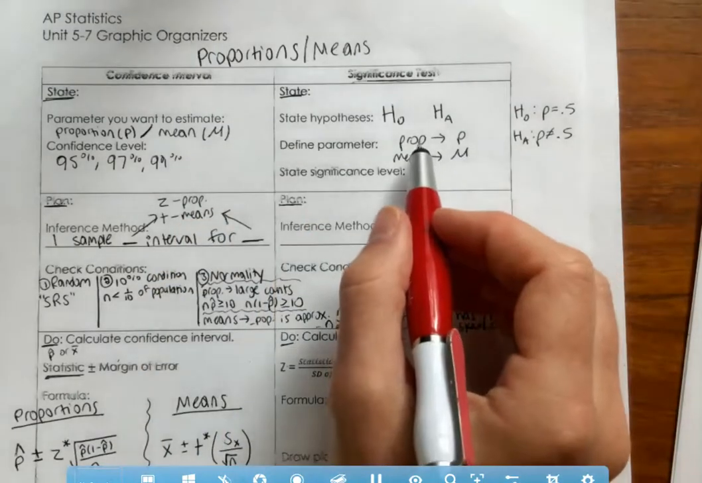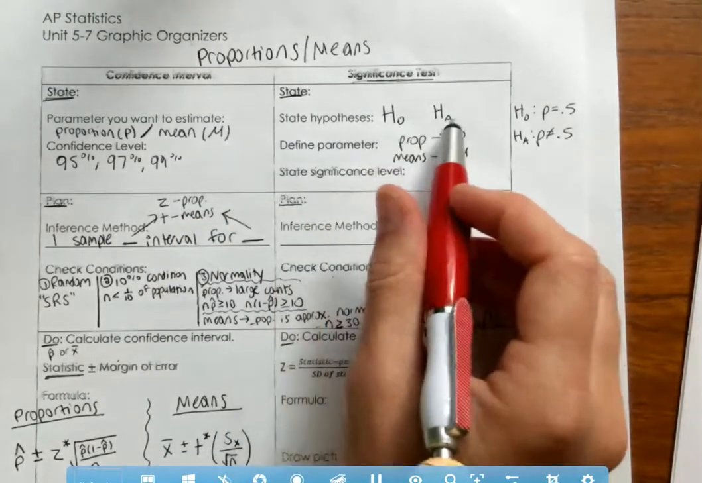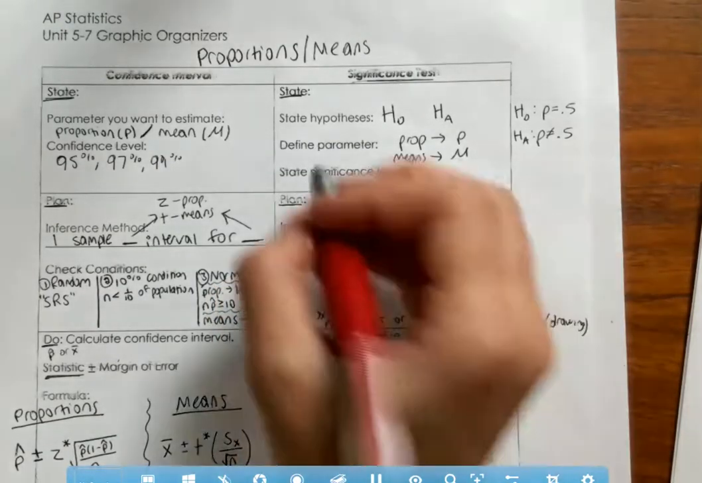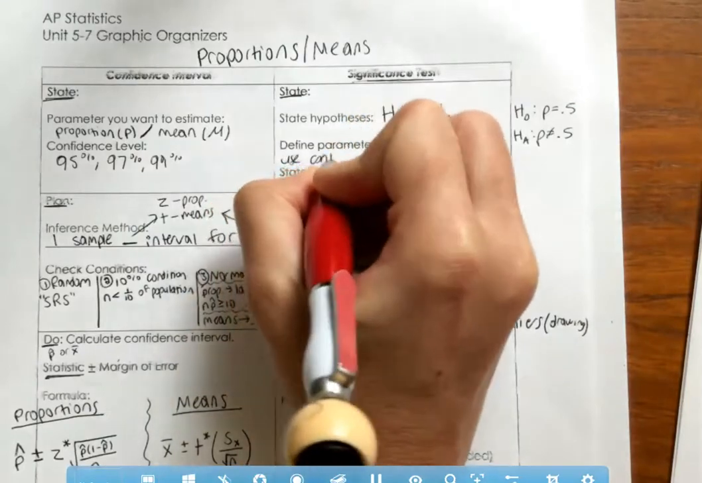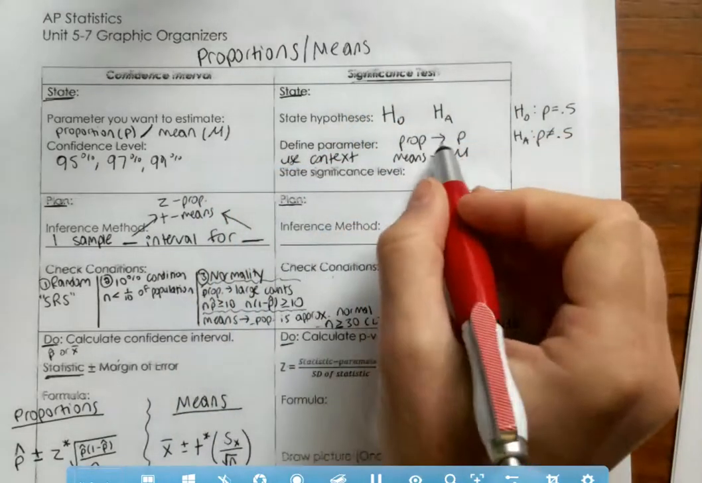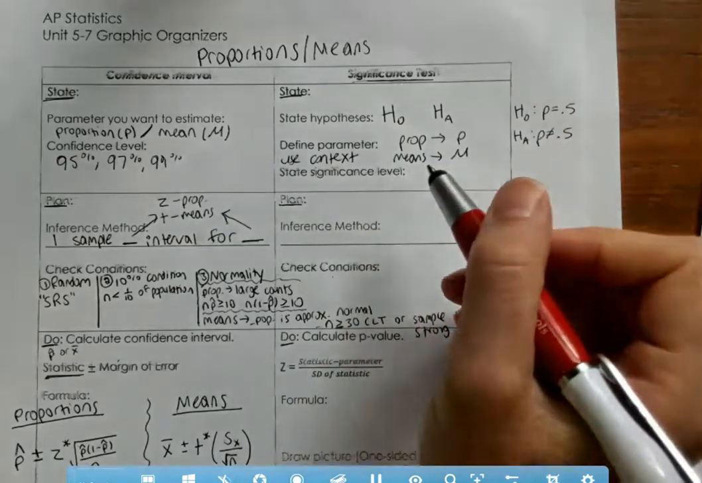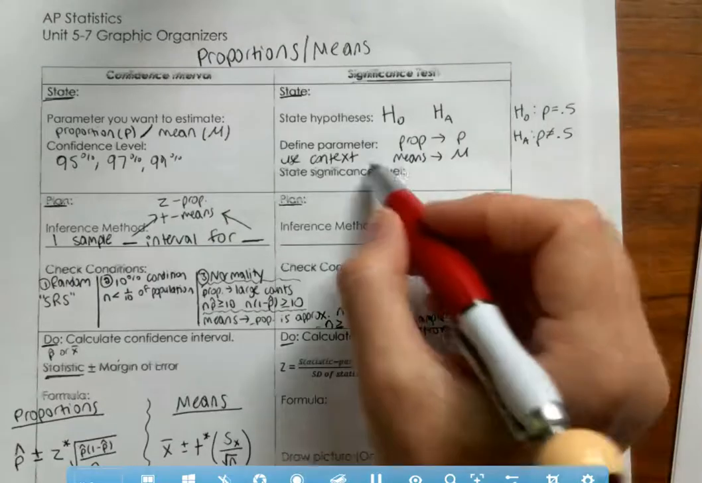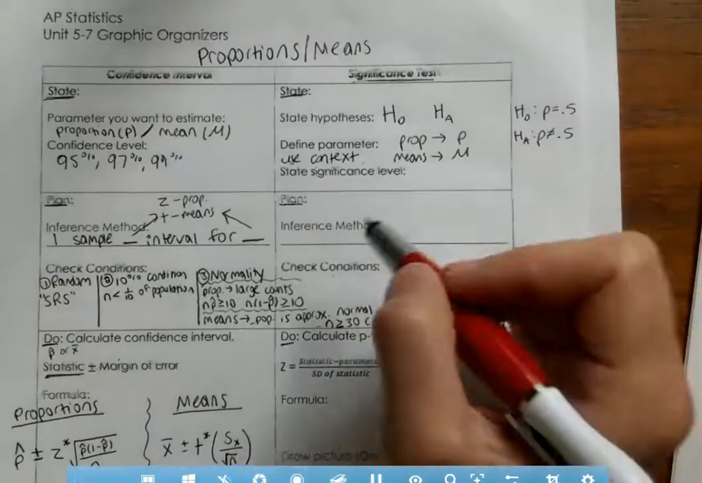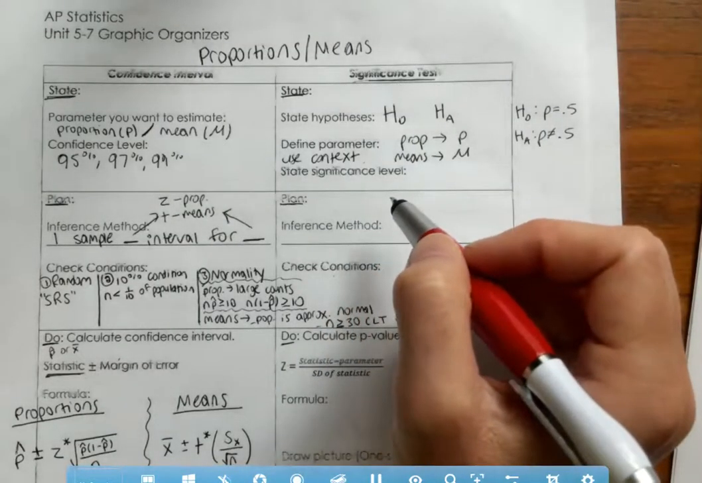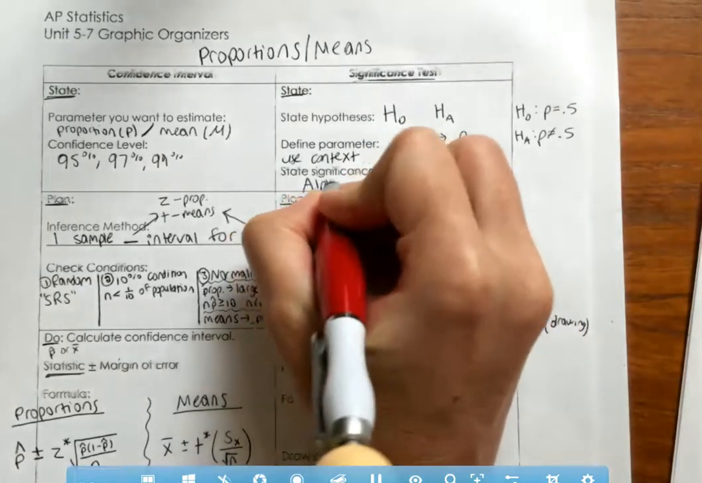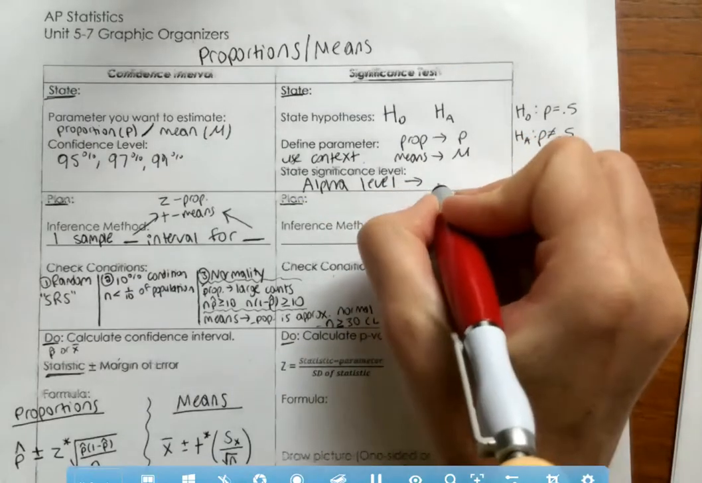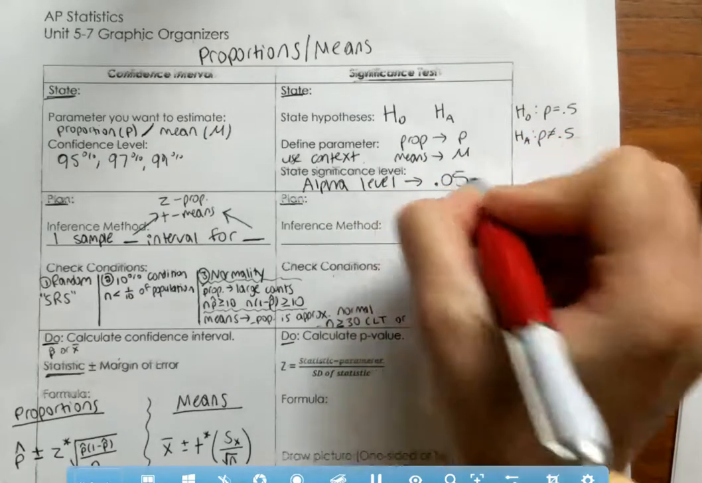All right. So once you've stated your null hypothesis and your alternative hypothesis, you need to define the parameter in context. So what I want you to do here is basically say where p is the true population proportion of people who have dogs, right? Use what they give you in the problem to define the parameter. Then you're going to state your significance level. Remember, that's your alpha level. They'll tell you the alpha level in the problem. If they don't tell you, you can assume an alpha level of 0.05.